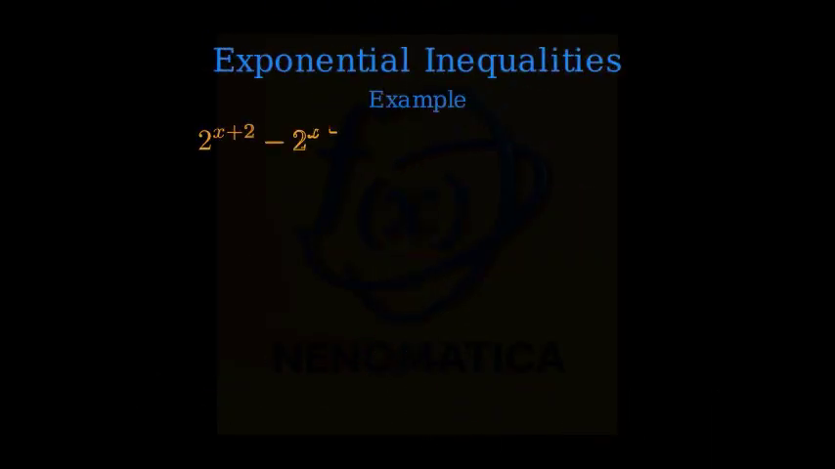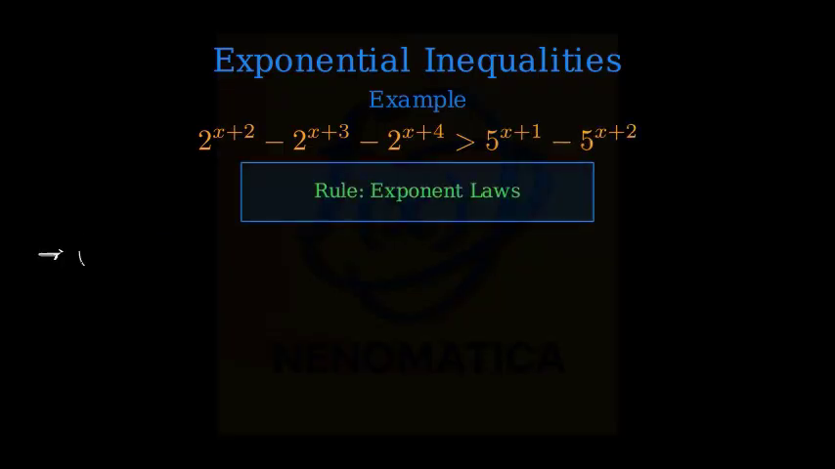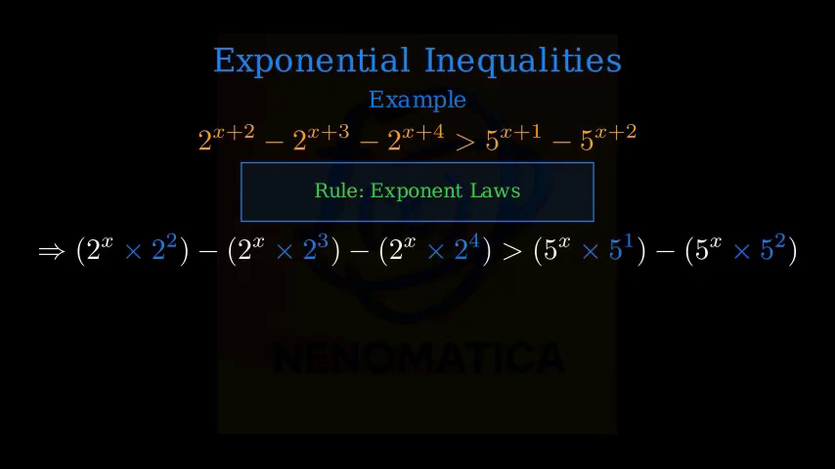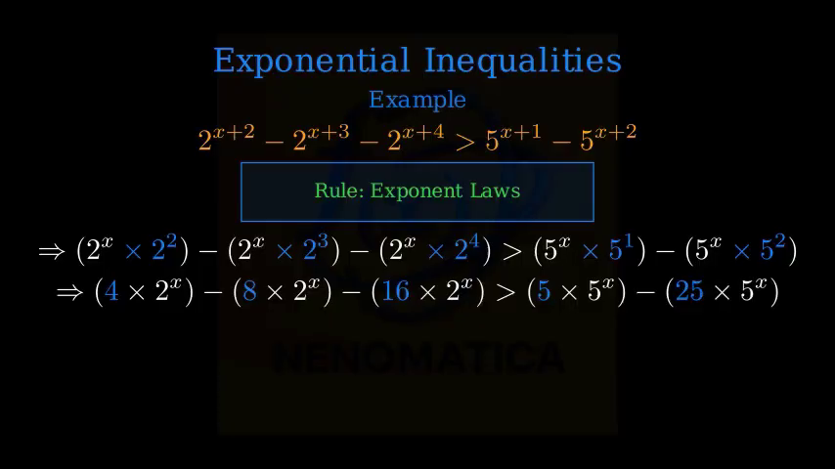Example: let's solve the following exponential inequality. We'll start by rewriting each term using the laws of exponents. Remember that when we have an expression like 2 to the power of x plus 2, we can rewrite this as 2 to the power of x times 2 squared. Next, we'll compute the values of each power. 2 squared equals 4, 2 cubed equals 8, and 2 to the fourth power equals 16. Similarly, 5 to the first power is just 5, and 5 squared equals 25.